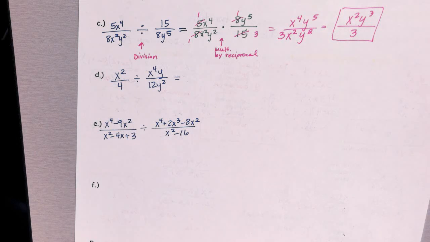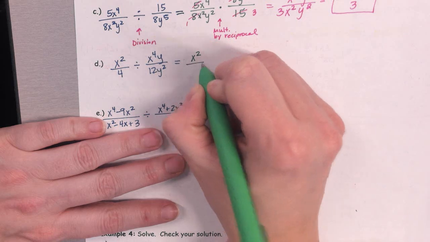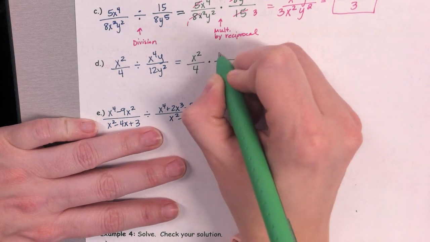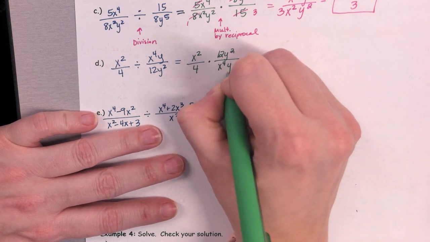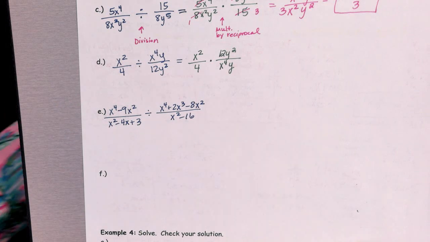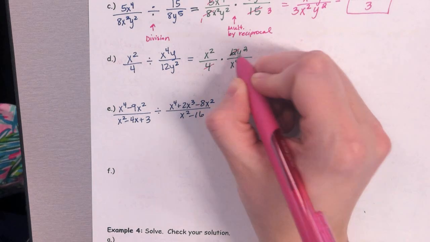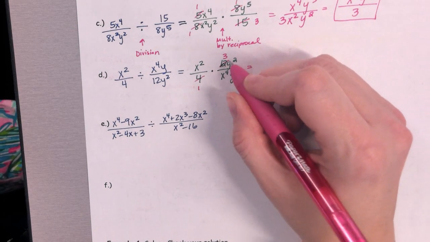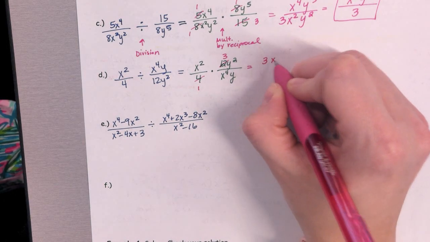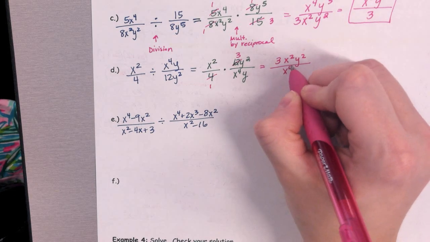All right, how do we think we did with part D? Think you got that one? Okay, so you're going to multiply by the reciprocal, so x squared over 4 times 12y squared over x to the 4th y. Did you guys cancel out the numbers here? Because 4 goes into 12 how many times? 3 goes into itself once. Okay, and then, so 3 is the number, I'll put that in front, and then I have x squared, y squared, and then I have x to the 4th y.